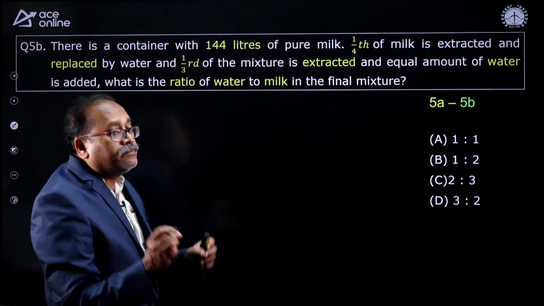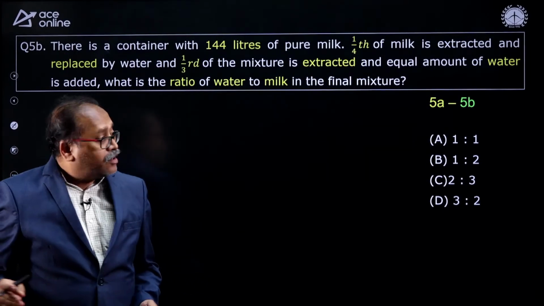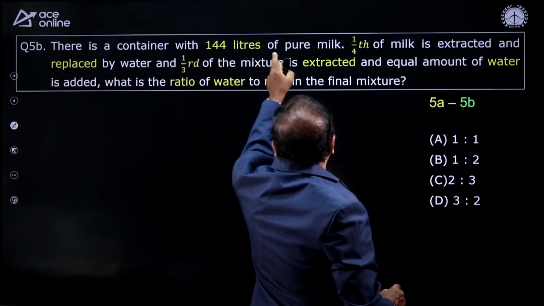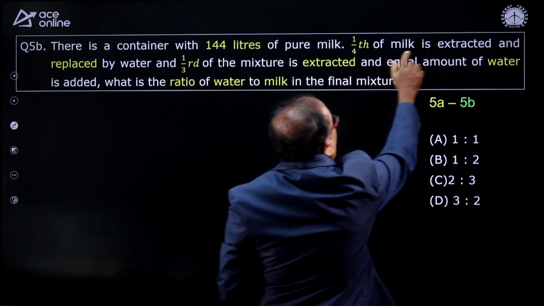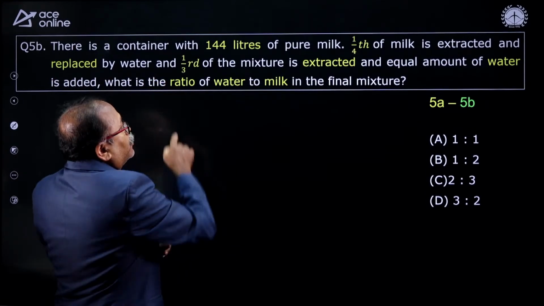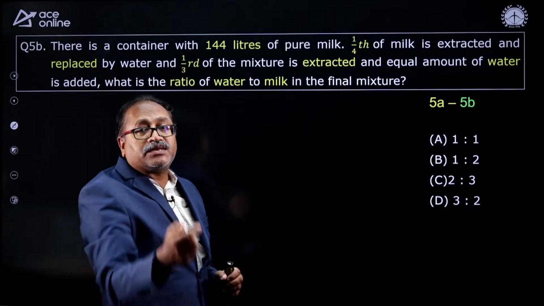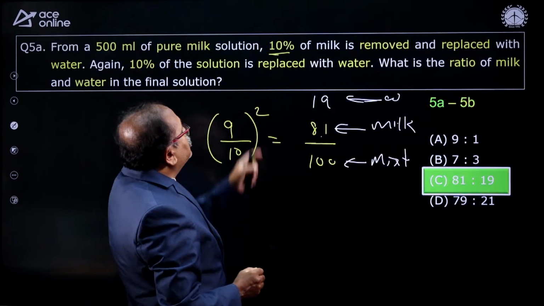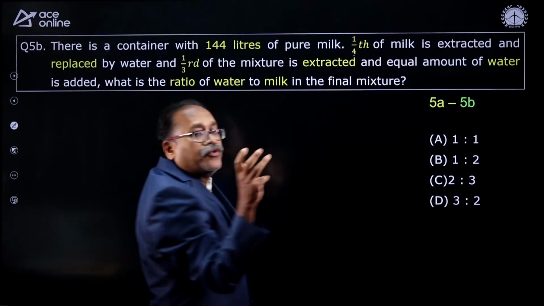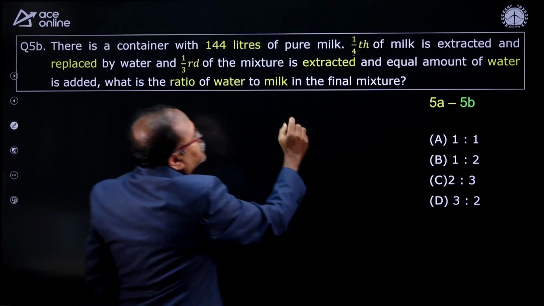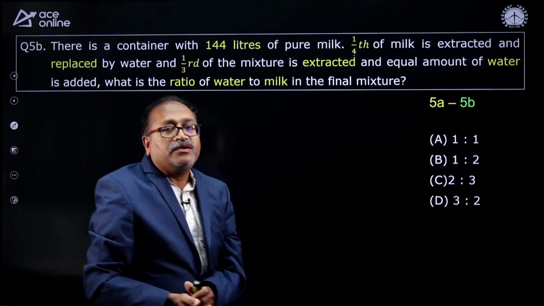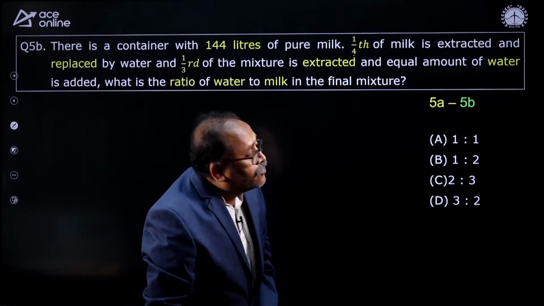Now it's for you, a similar type of question, and I'll give you 15 seconds after reading the question. It says there is a container with 144 liters of pure milk. 1/4 of the milk is extracted, removed, and replaced with water. Now again, 1/3 of the mixture is extracted. In the previous case it was 10%, again 10%, the same quantity. But here, in the first case 1/4 is replaced, and after that 1/3 is replaced, and an equal amount of water is added. What is the ratio of water to milk in the final mixture?